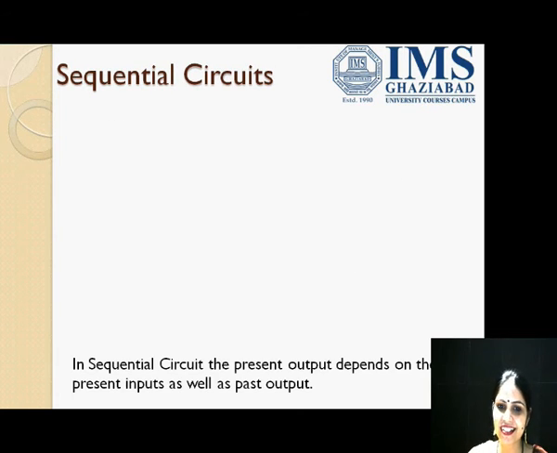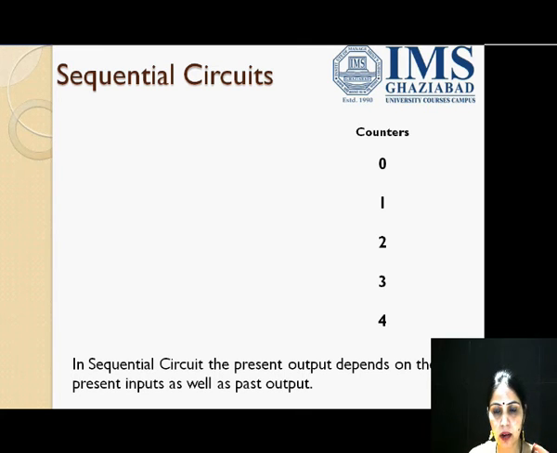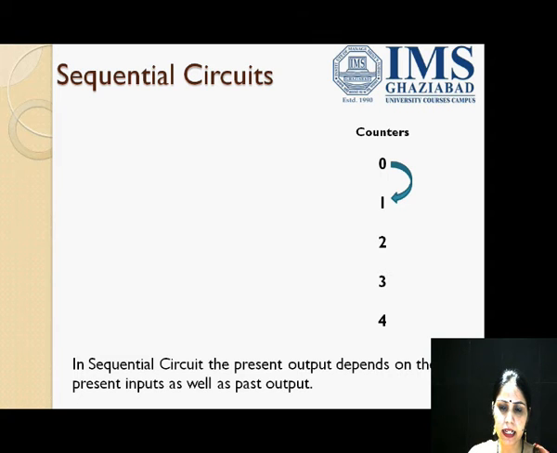In sequential circuits, the present output depends on two things: one, the present inputs, as well as the past output. Let's see how. We take the example of counters. Say we have a counter that counts from 0 to 4: 0, 1, 2, 3 and then 4. Here, first the number 0 is displayed. Then there is an increment of plus 1 which gives us 1. 0 plus 1 is 1.